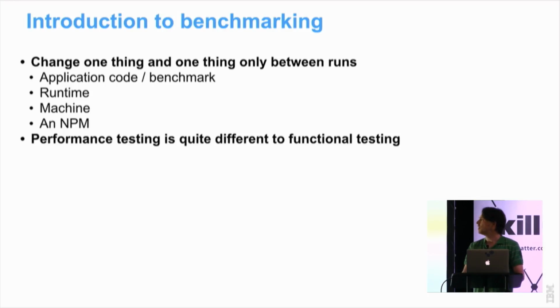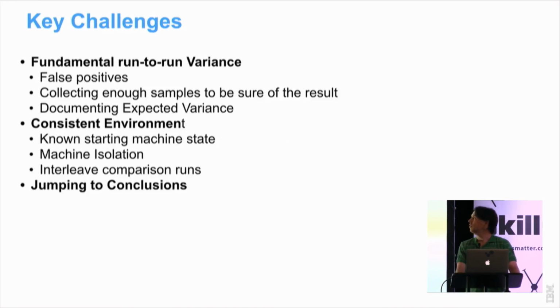It's worth mentioning that performance testing is quite different to functional testing, whereas in functional testing, typically you'll run something a number of times, and if it works, great. With performance testing, there is not any single one answer that you'll get out of your benchmark. And this is one of the key challenges. No matter how many times you run your benchmark, chances are each time you run it, you will get a slightly different answer. Whether that be you're measuring the startup time, the chance of it starting to the same number of milliseconds each time is fairly small. So one of the things that you need to be aware of is fundamental run-to-run variance.